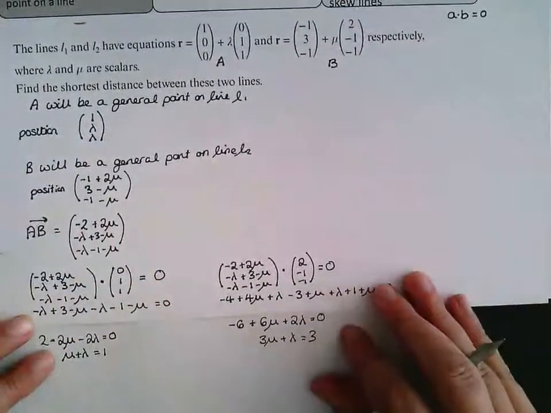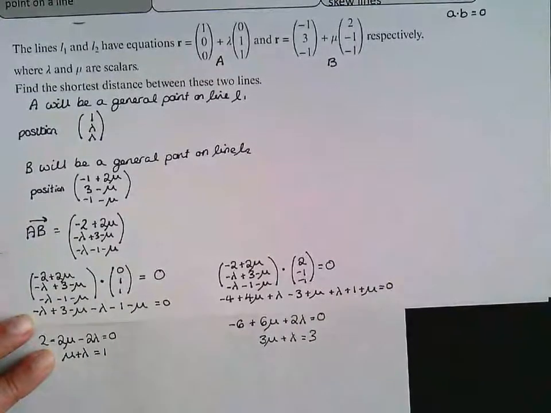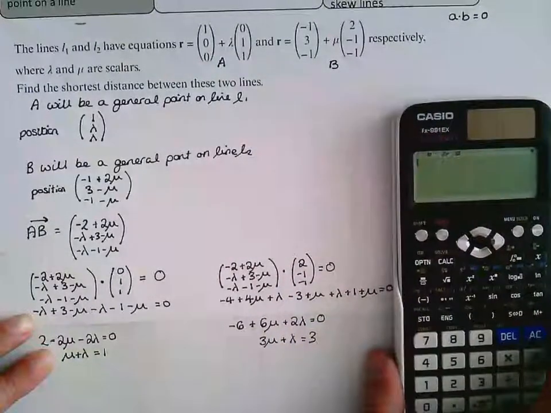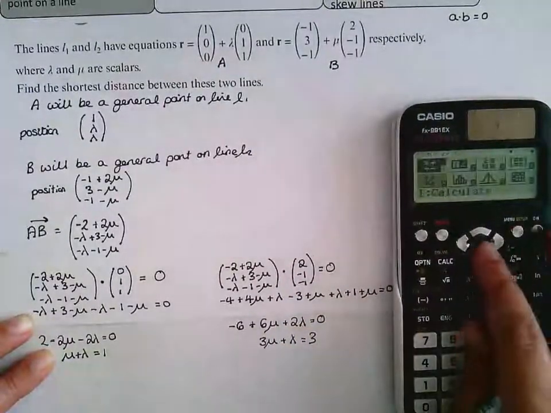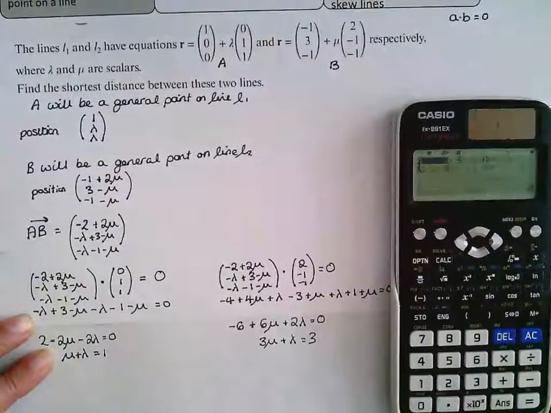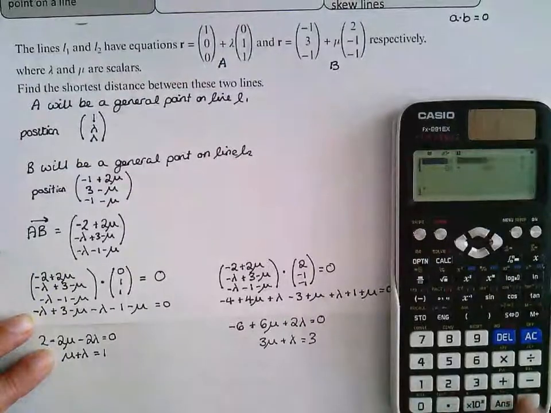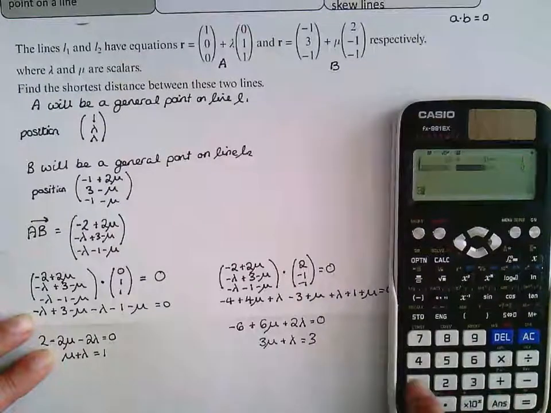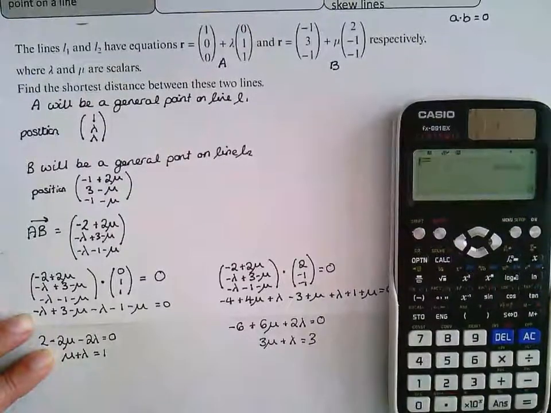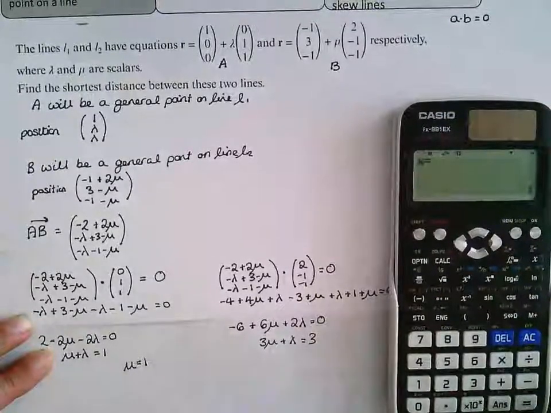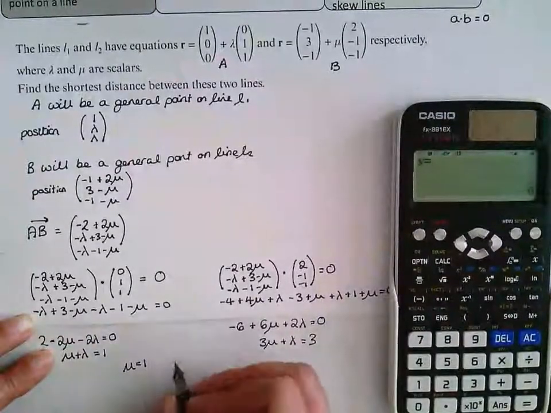I now have two simultaneous equations to solve. I can solve them algebraically, but you have your calculator in the exam and are expected to use it. For those who've forgotten, we have the solving simultaneous equation mode, and I enter the equations 1, 1, 1, and 3, 1, 3. That gives me mu equals 1 and lambda equals 0.